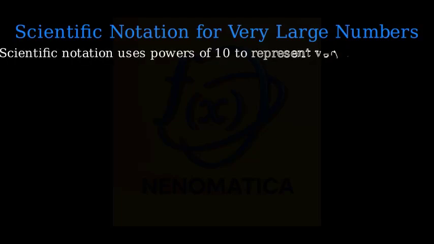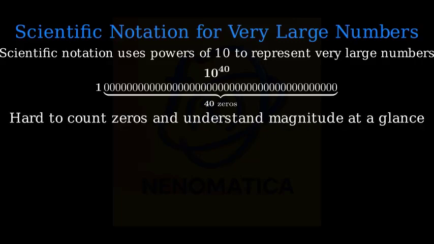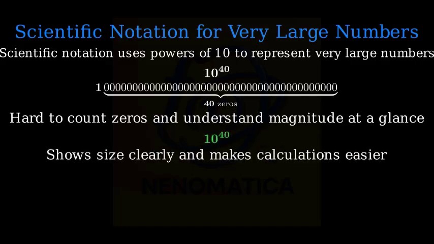One of the methods for writing very large numbers is using positive powers of 10. For example, 10 to the power of 40 is a very large number. If we wanted to write it using conventional methods, we would need to place 40 zeros after the digit 1. In conventional notation, this number would be written as 1 followed by 40 zeros. No person with a single glance can count these zeros and understand the real magnitude of this number. However, displaying it as 10 to the power of 40 clearly shows the size of this number and makes mathematical operations with it much easier.